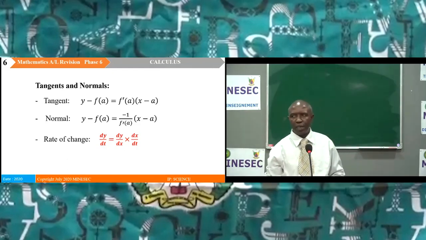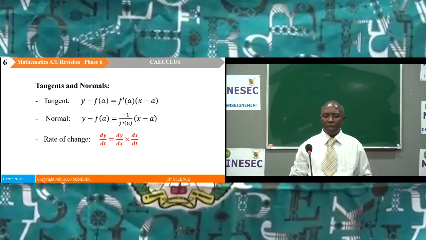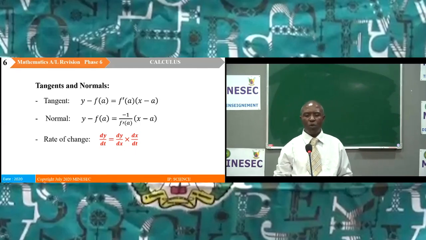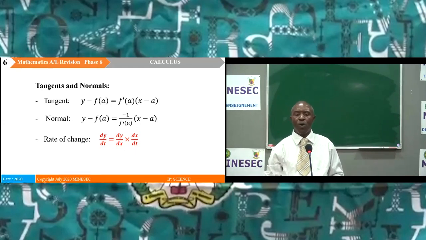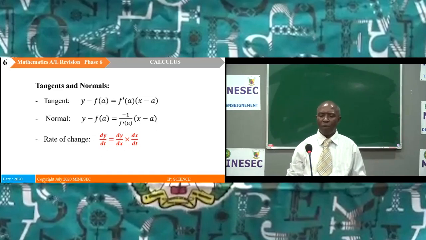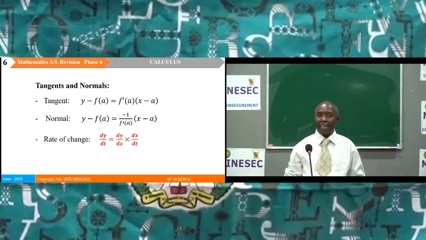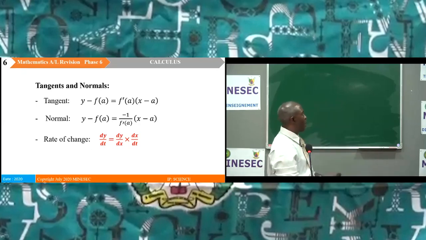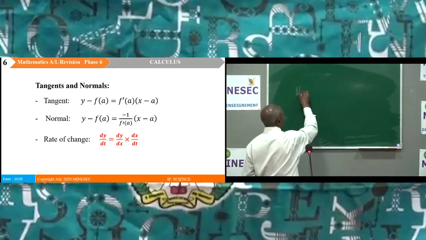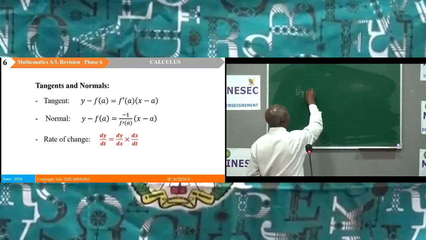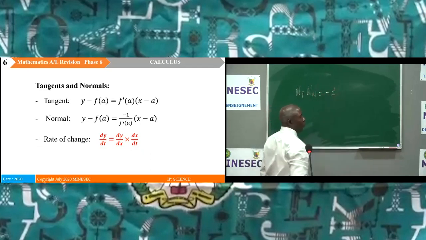A normal to the curve. The equation of a normal to a curve is y minus f(a) equals negative 1 over f prime of a into x minus a. Negative 1 on f prime of a, where f prime of a is the gradient of the tangent. And we see here that the product of the gradient of the tangent and the normal is equal to negative 1.